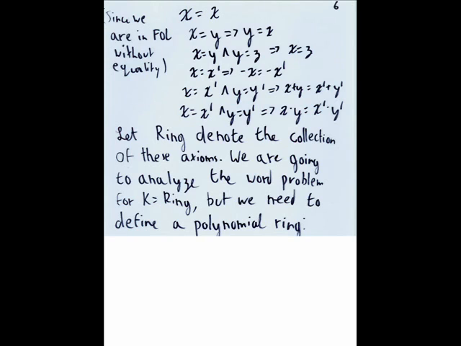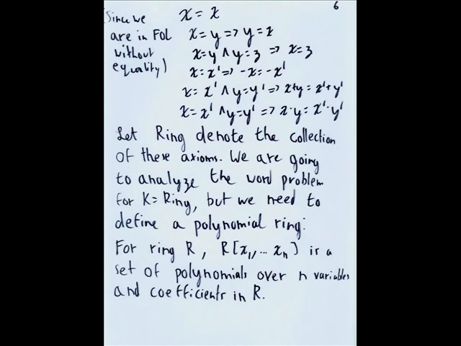We're going to analyze the word problem for k equals ring. But we need to define a polynomial ring first, because most of our computations, most of our theorems, we need to deal with polynomials. So for ring R, we define R[x1 up to xn] as a set of polynomials over n variables and coefficients in the ring R. And the x1 up to xn are the variables.